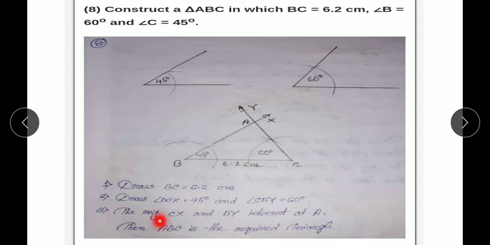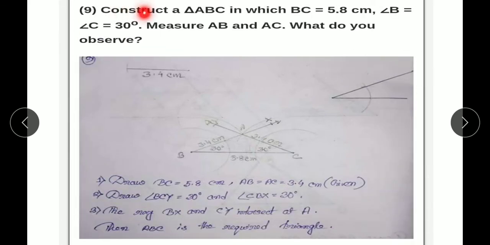Then the ray CX and BY intersect at A. You have to intersect after drawing both angles. The lines BX and CY intersect each other at point A. Then ABC is the required triangle. Now after that you will get the required triangle.